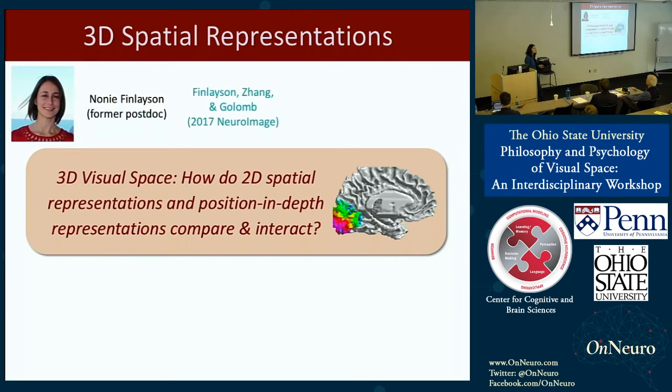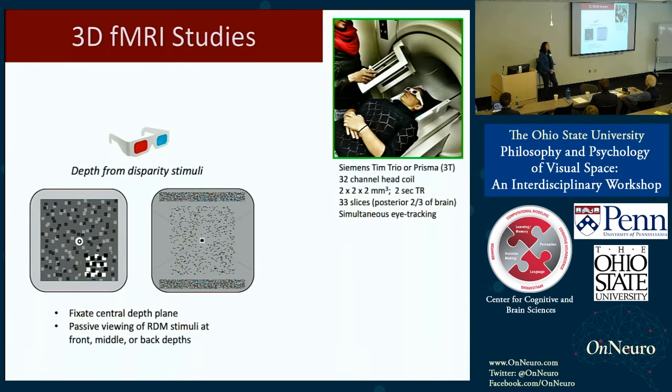A lot of this work, the first stuff that I will tell you about, was led by a former postdoc in my lab, Noni Finlayson. And what we did is we basically put people in the MRI machine while they are looking at different stimuli. We're using depth from disparity, so they wear the red-green glasses that you guys have, and they have them on in the scanner, and then they lie in the scanner, and through a mirror, they see the computer monitor, and we can project different images that through the glasses in the scanner, they have the percept of looking like we're stimulating different parts of three-dimensional space.